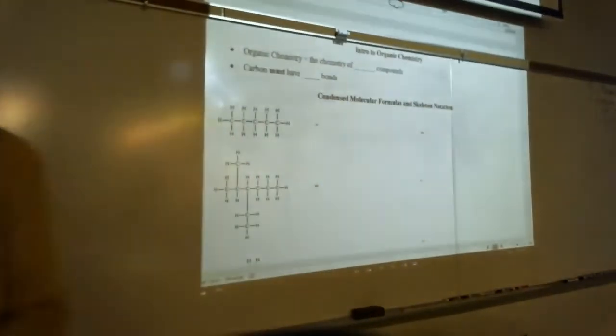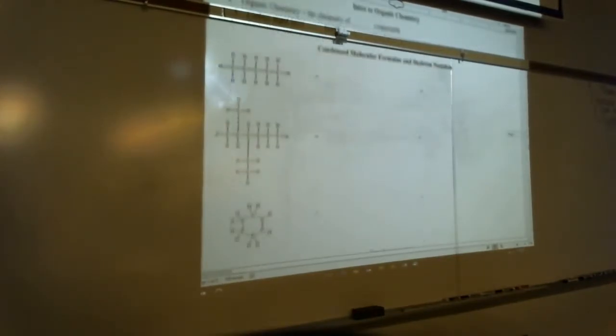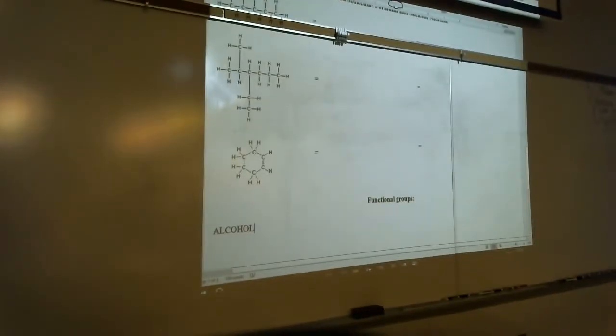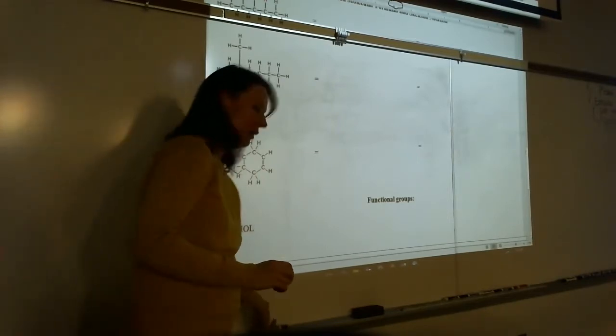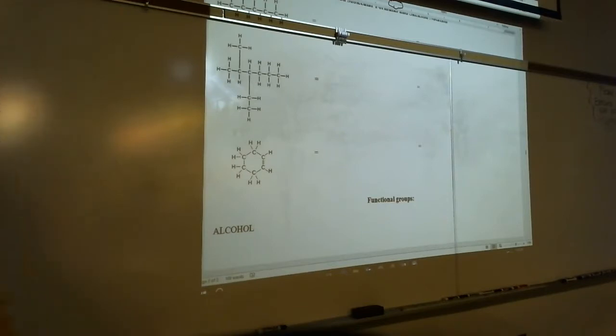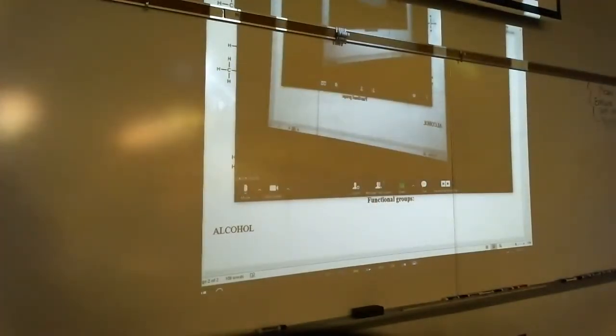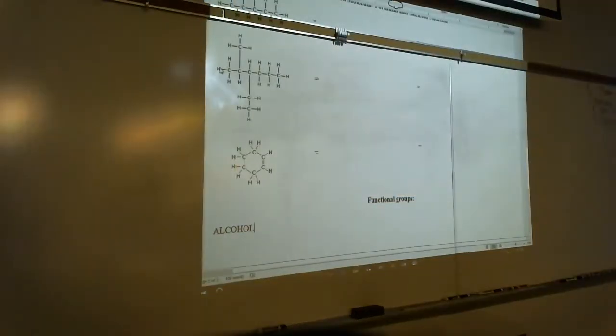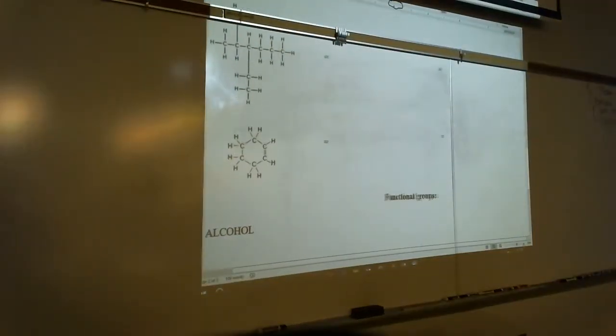Try these 2. I've given you the Lewis structure. You turn it into condensed molecular, and you turn it into skeleton notation. And I will pause the recording and give you a chance to try that. Okay, let's go through these. I'm going to zoom it in a little bit.